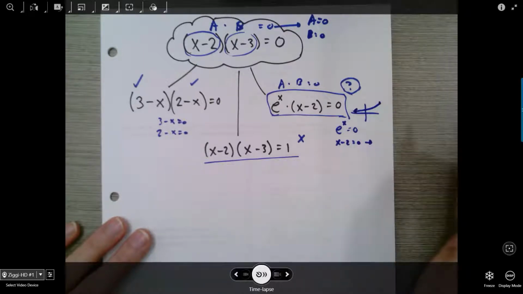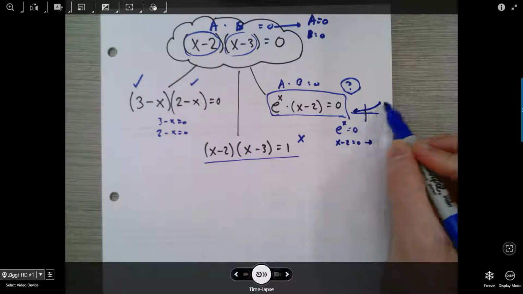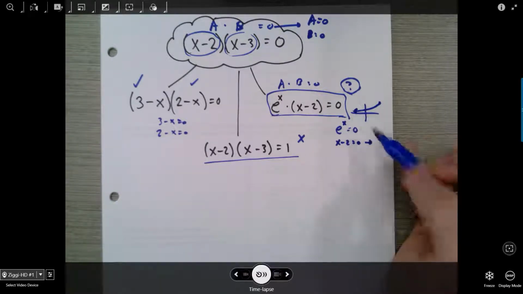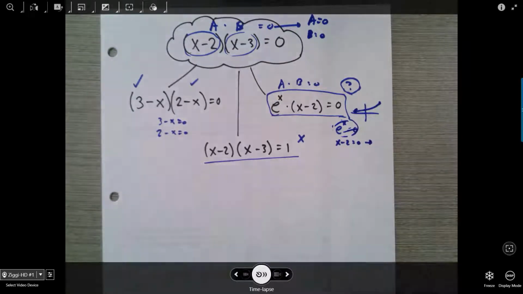I tend to like to think about things graphically. So I know that that's the graph of e to the x, and I know that there is no x value I could plug in that would make the e to the x evaluate to be 0. So I know that this path doesn't actually lead to solutions.